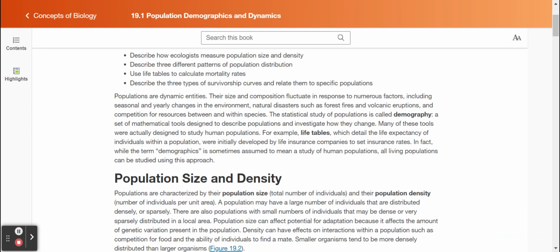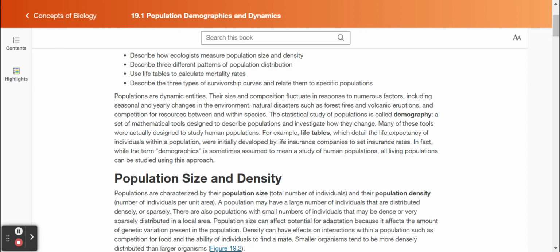Populations are dynamic entities. Their size and composition fluctuate in response to numerous factors, including seasonal and yearly changes in the environment, natural disasters such as forest fires and volcanic eruptions, and competition for resources between and within species. The statistical study of populations is called demography, a set of mathematical tools designed to describe populations and investigate how they change. Many of these tools were actually designed to study human populations.